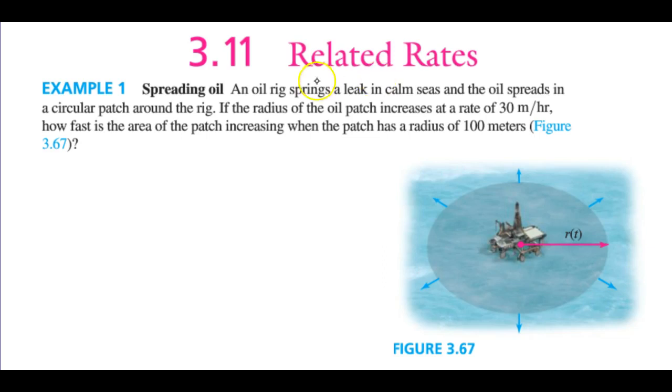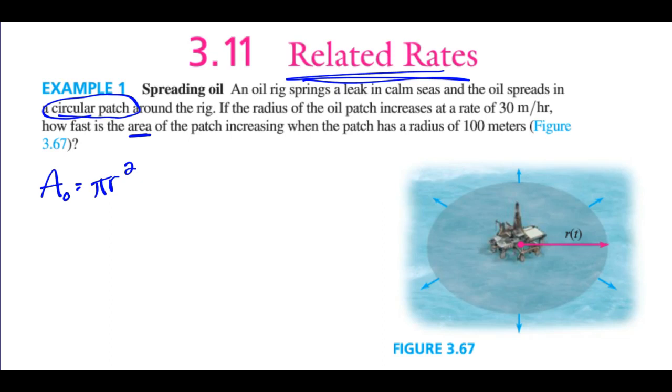Today we're going to talk about related rates. And we're looking first and foremost at a circular patch. So I know I might need the equation of a circle, which is pi r squared. I might need the circumference, but you'll see I'm looking for area here, so I'm choosing pi r squared.